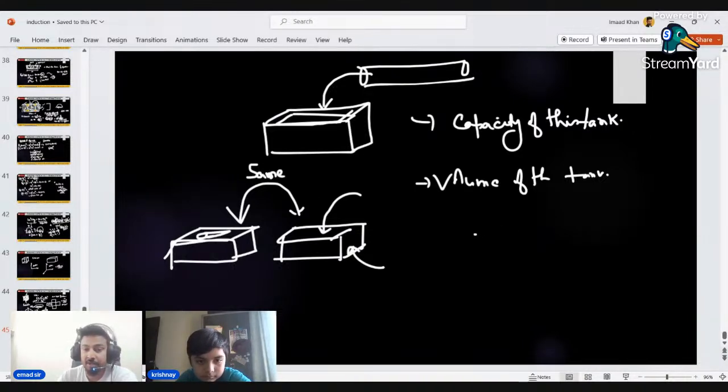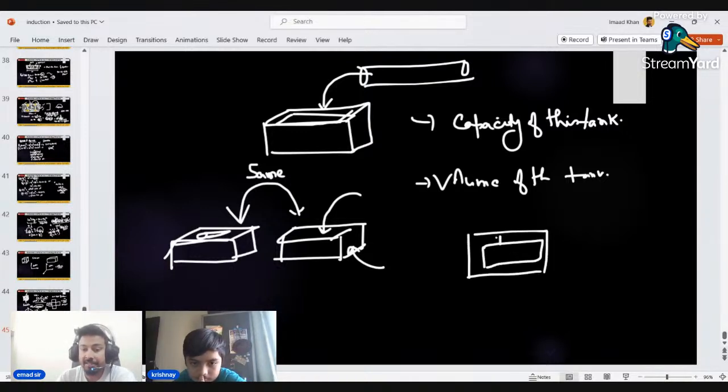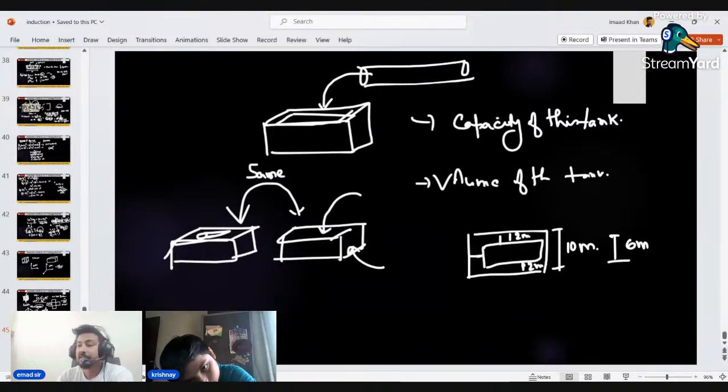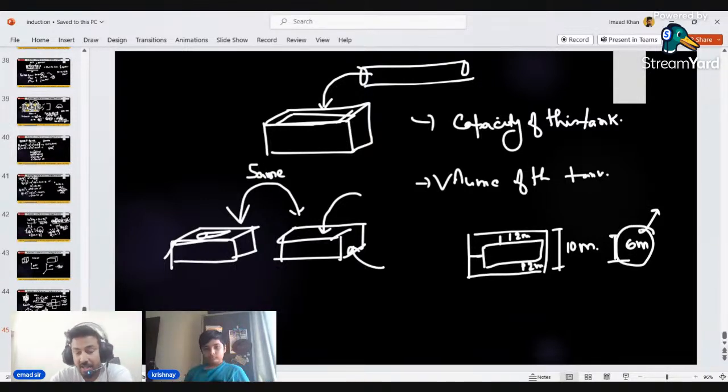Suppose I show the top view of it, and the tank has some width. Then the volume differs, because now, suppose the length is 10 meters and the width is 2 meters, the actual cuboidal breadth will become 6 meters, because 2 meters from the top and 2 meters from the bottom is being compressed. So this is how you have to think in different situations.